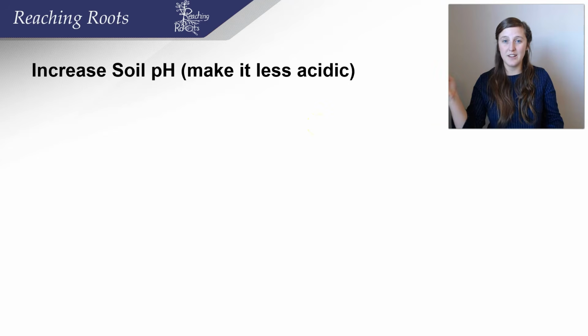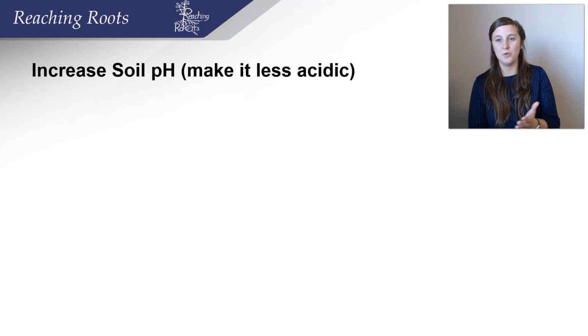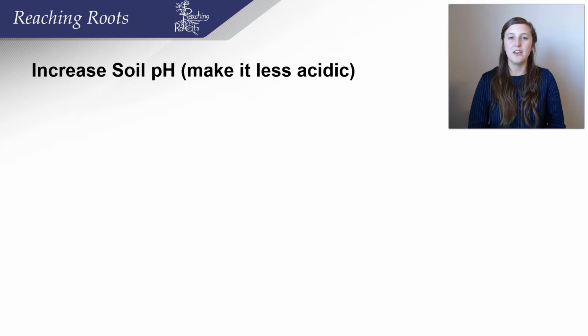Either you need to increase it, making it less acidic, or you need to make it more acidic. So let's talk about the first, more common one right now. A lot of times you'll have a soil that is really acidic, say a pH of 4, and you need to move it to a 6. So you need to increase the soil pH, or in other words, make it less acidic.